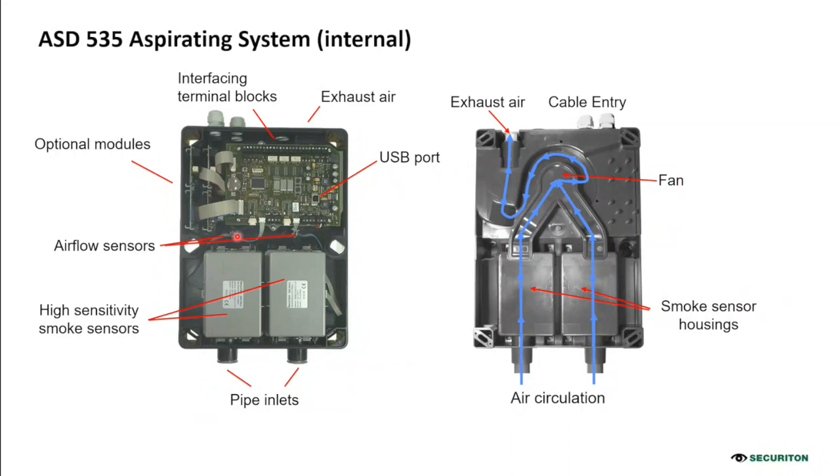In this position. Then here we have all the terminal blocks for the connection. Here you can see the relays. In this case we have 3 relays because we need to connect to the fire alarm panel the alarm channel 1, alarm channel 2, and the general fault. And this is the rear of the ASD, where you can see the air circulation.